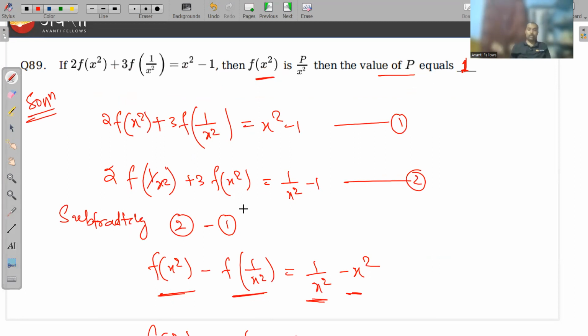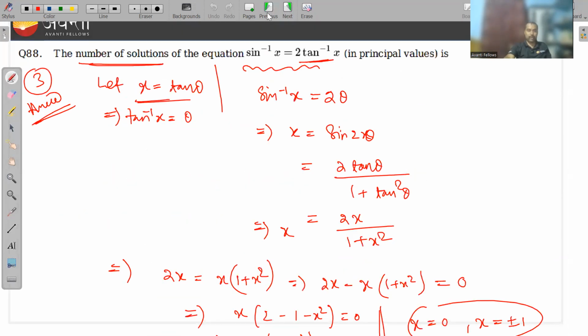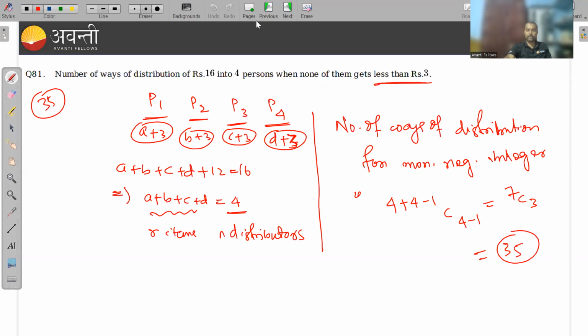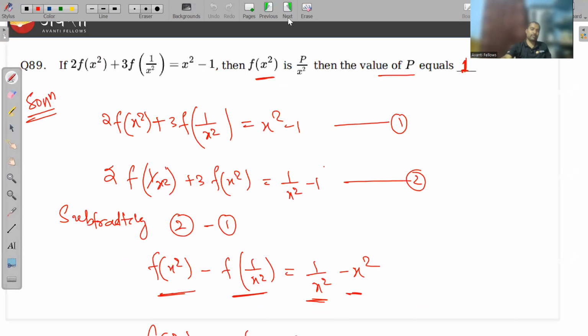Now come to the next question, the last question, question number 90. You may ask, sir, why did you skip question numbers 82 to 87? Because they are very easy questions and also some formula based questions. So try to solve those questions on your own. They will be easily solved by you. Let's move to the next question.